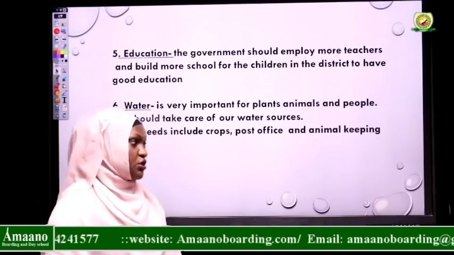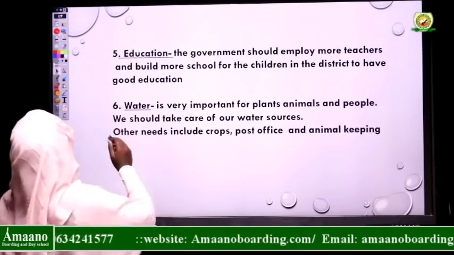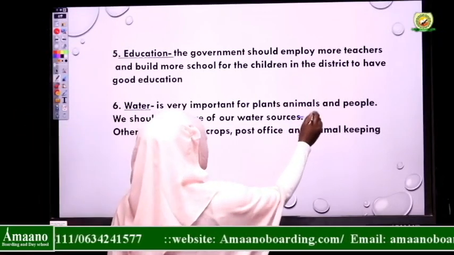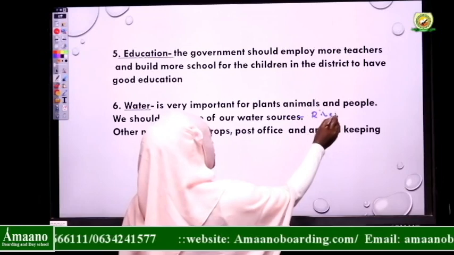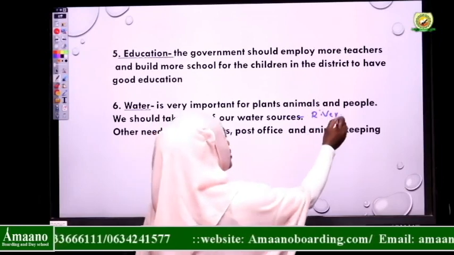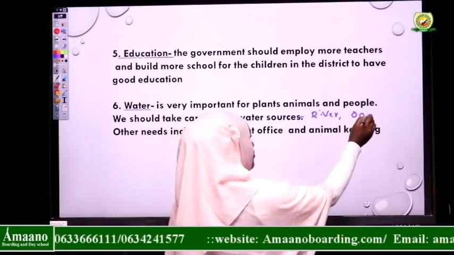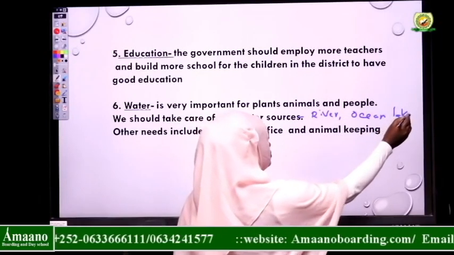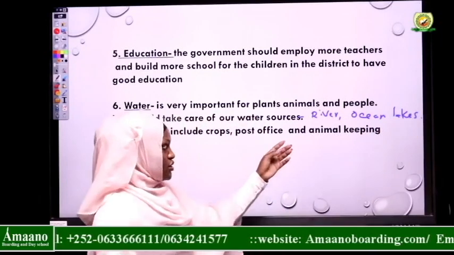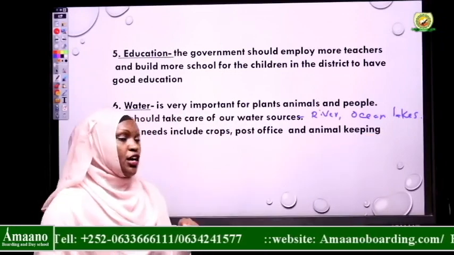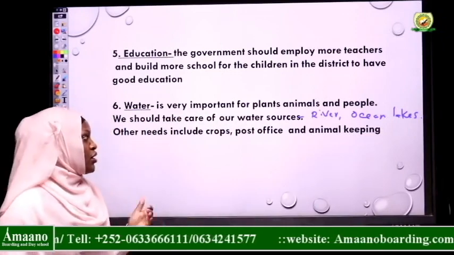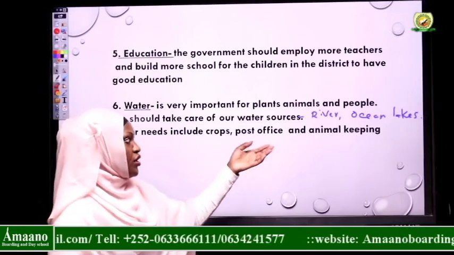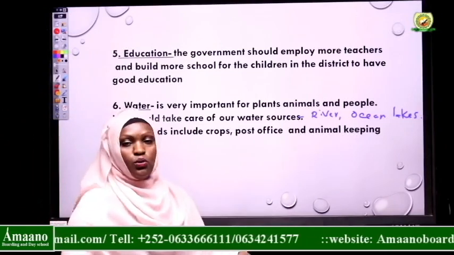What are these water sources that we are talking about? The water sources we are talking about are the rivers, the ocean, the lakes. These are the water sources. We should take care of the river water sources, because if we fail to take care of the river, the ocean, the lakes, what will happen?